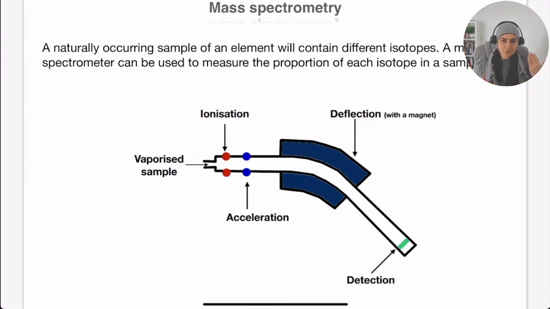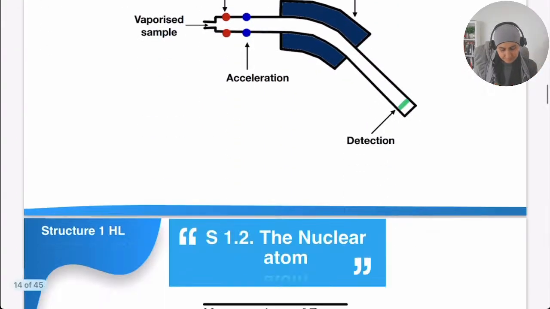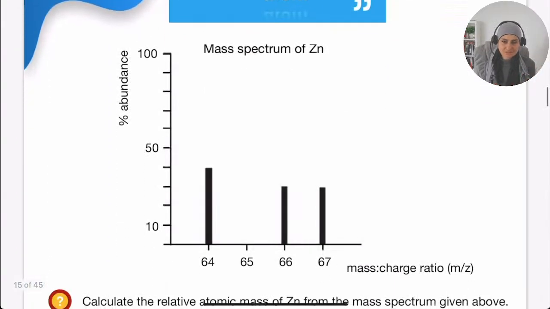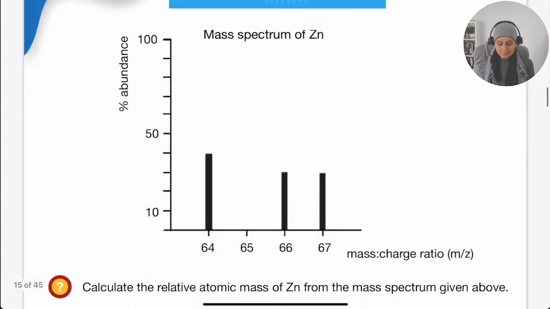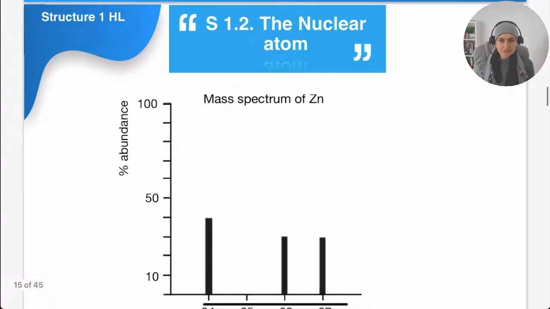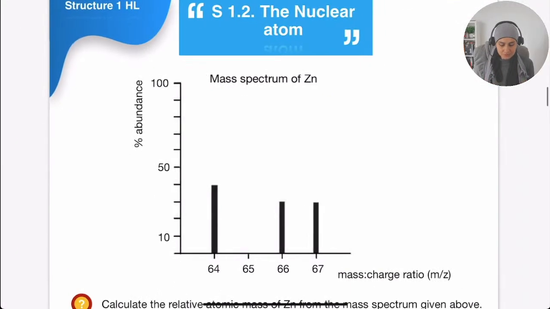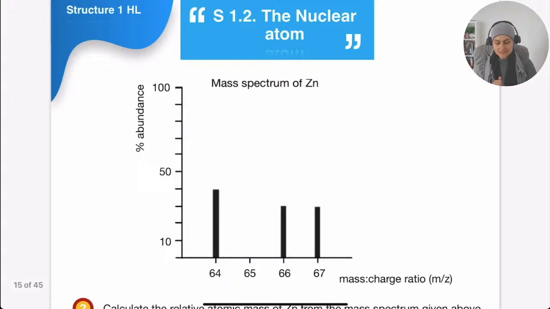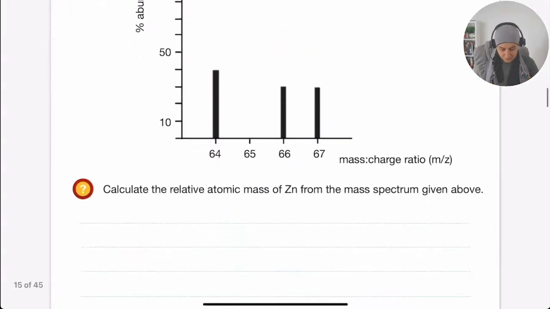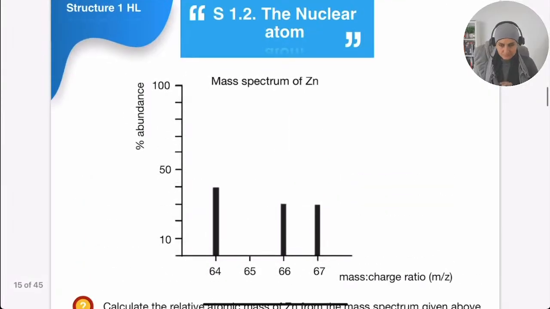Yeah, so you would know the mass and the abundance. But again, you don't need to know a lot of details about it yet, just in general what happens. And this is a typical mass spectrum. So this is HL, okay? So this part, how the mass spectrum looks, that's the HL part. But calculation would be for SL as well. So just don't switch, just have a look.